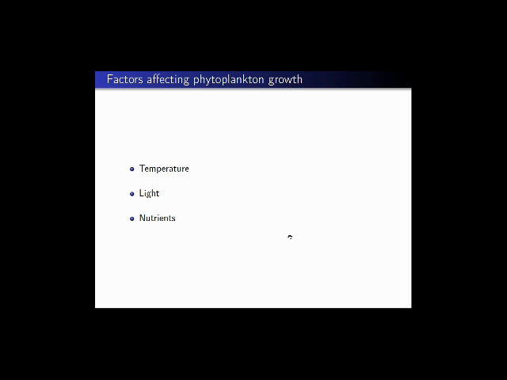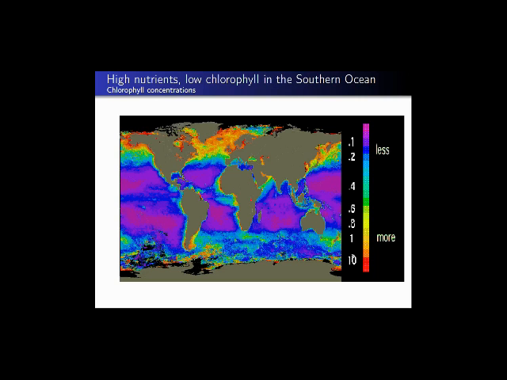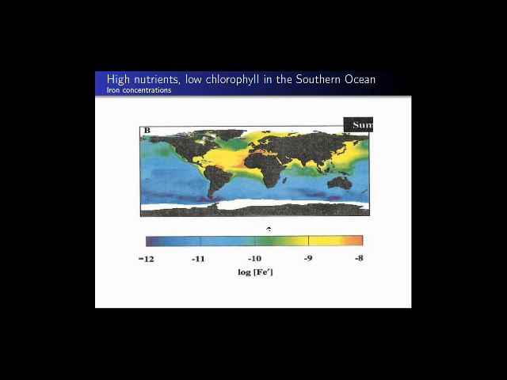The third factor that I'm going to talk about here is nutrients. Phytoplankton need nutrients such as nitrate and phosphate to grow. They also need micronutrients such as iron, which is what we're going to focus on in this talk. In the Southern Ocean, there is a lot of nitrate, nitrite and phosphate. But as you can see from this picture, the chlorophyll concentrations in the Southern Ocean are quite low. The reason for this condition, which we call high nutrients, low chlorophyll, is that there are very low concentrations of iron in the Southern Ocean.